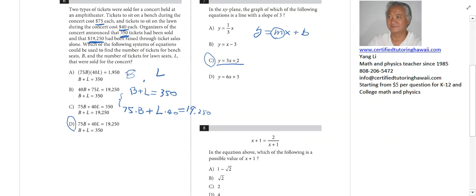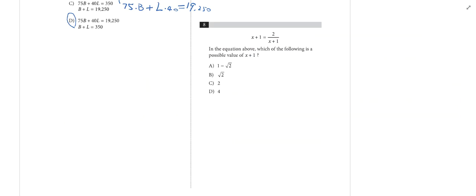Slope is 3, y-intercept is 2, but they're not asking for the y-intercept. And the A is not the answer because the slope is 1/3. And B is not the answer because the slope is 1. And the D is not the answer, slope is 6. But only the C, the slope is what? It's 3. Okay? Okay, let's go to number 8.